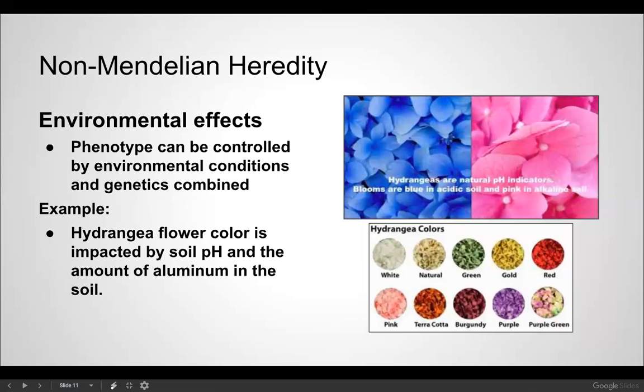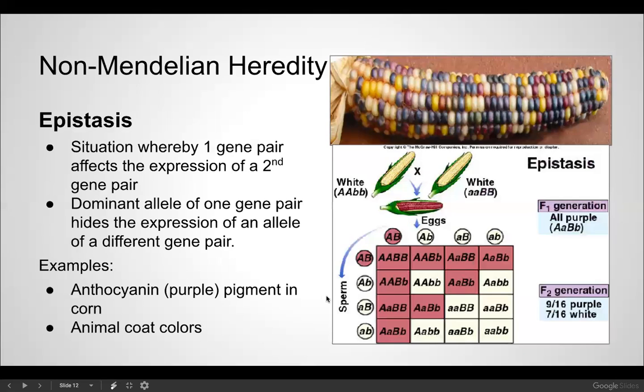And then here are some other environmental effects. Phenotype can be controlled by environmental conditions and genetics combined. The hydrangea flower color is impacted by how acidic or basic the soil is, or how much aluminum is in the soil. And you can see all the different variations there. So if you want a certain type of colored flower, you can adjust the pH of your soil or the amount of aluminum. And that is now going to bring us to epistasis.